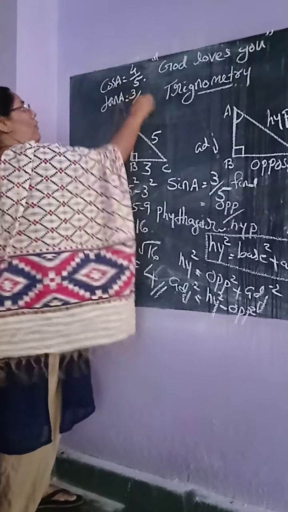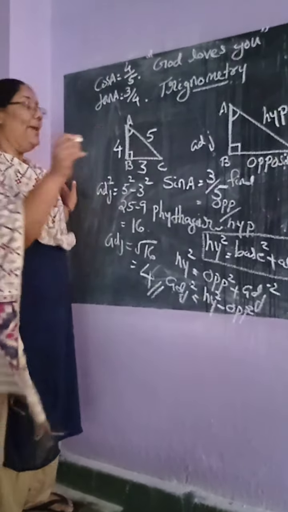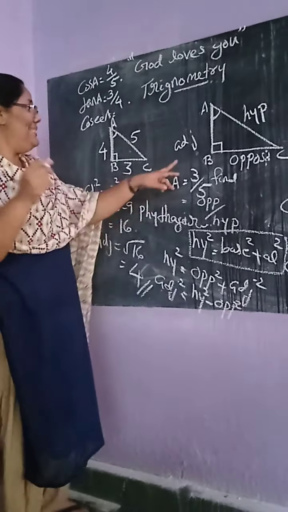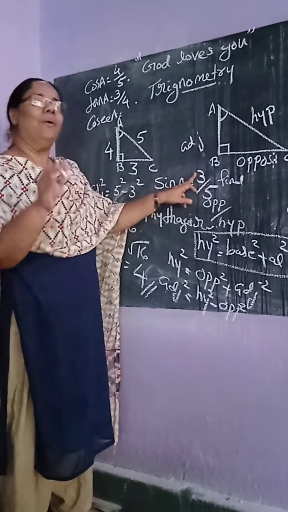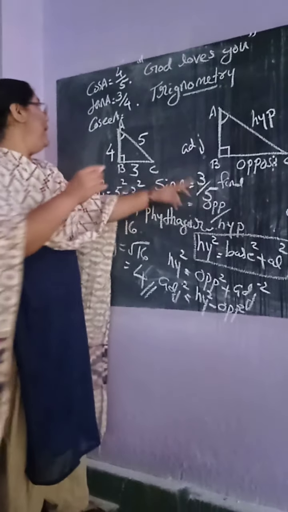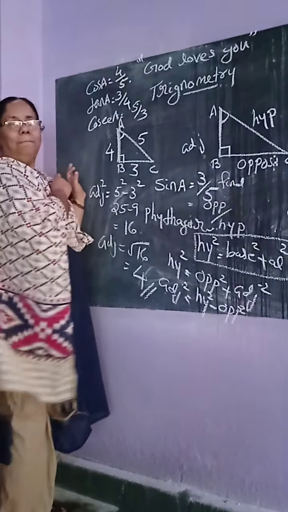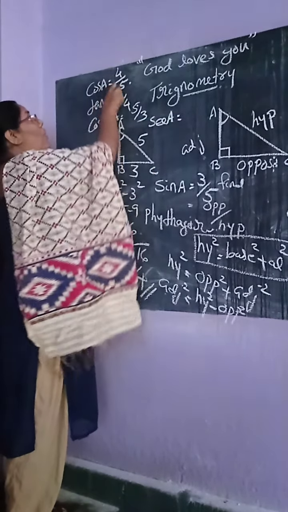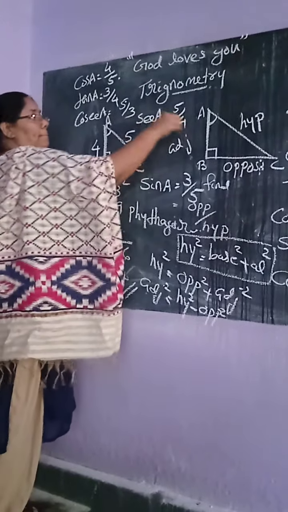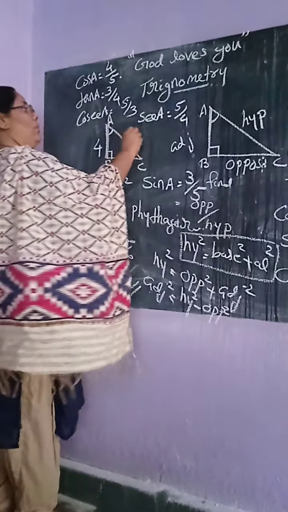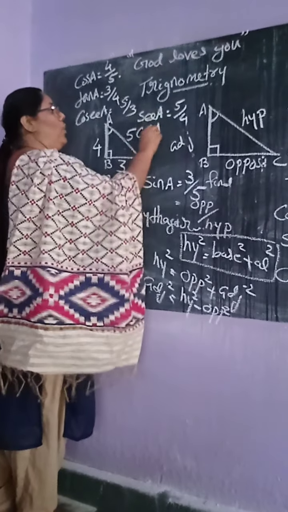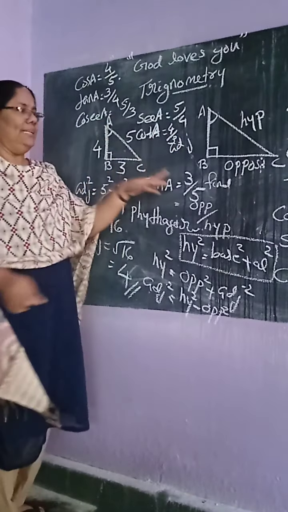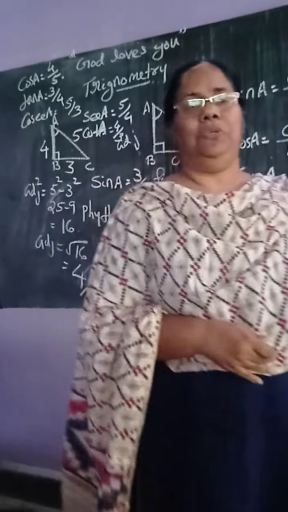Therefore, 3 by 4. Then how can you write cosec A? Cosec A is actually the reciprocal of sine, isn't it? That is 5 by 3, or you write the formula and substitute. Then sec A is the reciprocal of cos, 5 by 4. Understand? Now, cot A is the reciprocal of tan A. That is very important. Cot A is equal to 4 by 3.